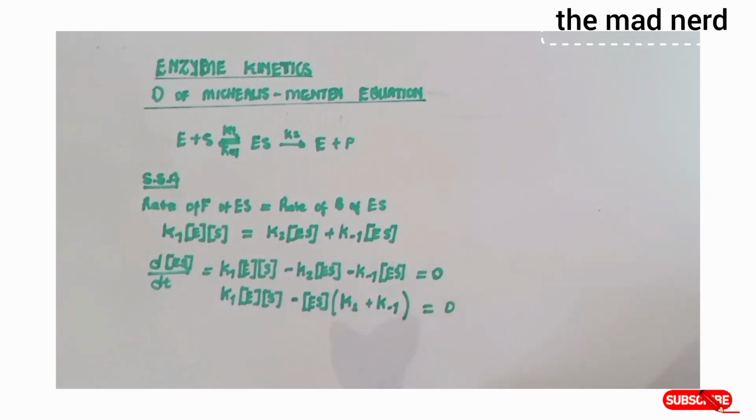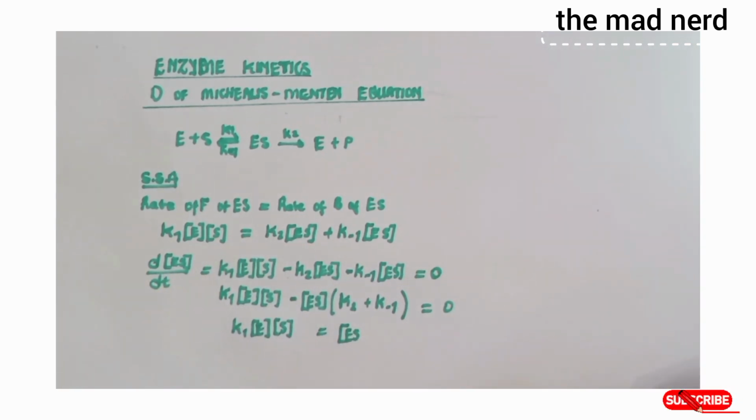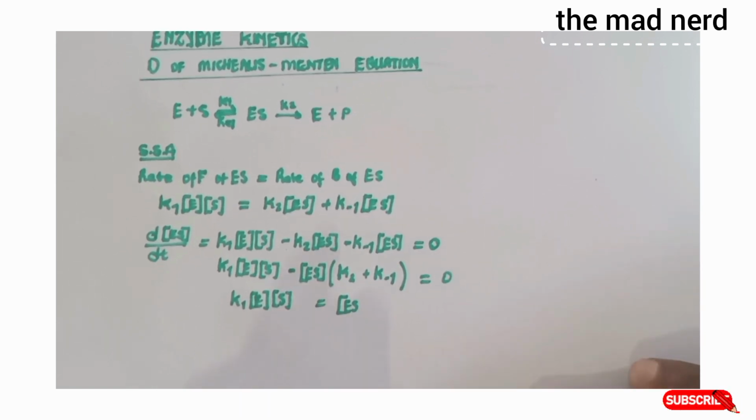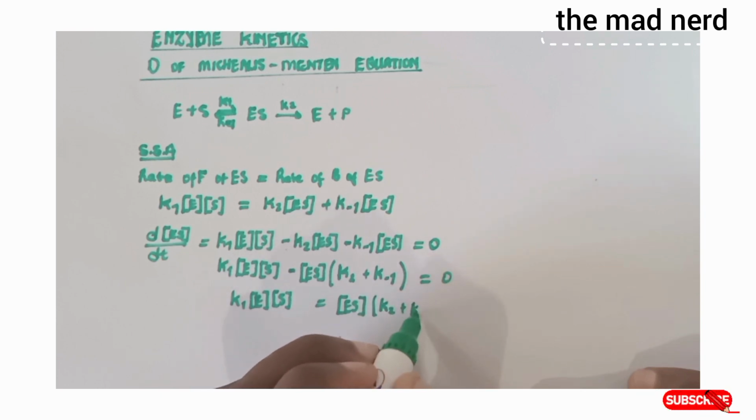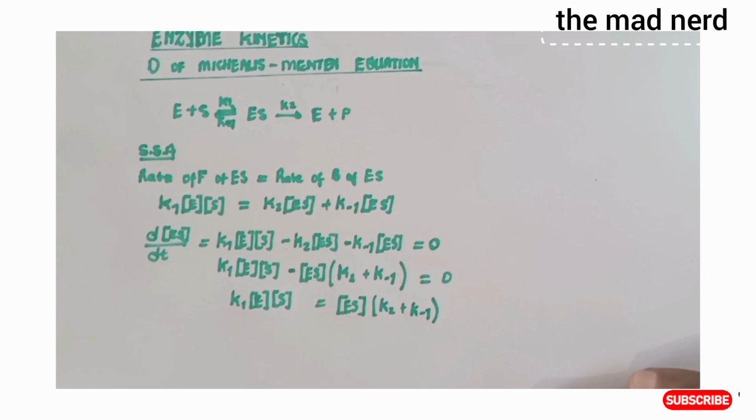Now we can transpose this term to the other side, and we say K1 times the concentration of enzyme and substrate is equal to the concentration of ES times K2 plus K negative 1, and we close those brackets.